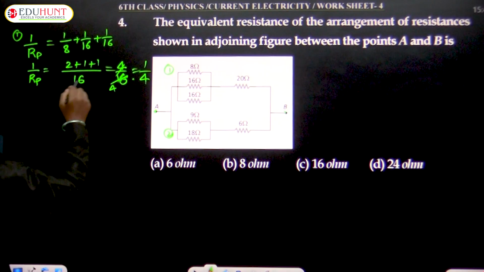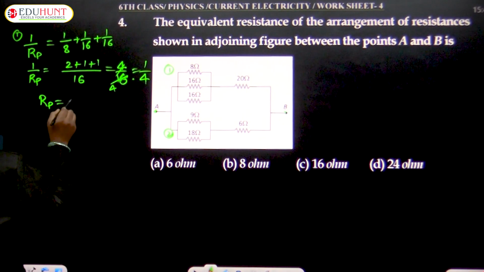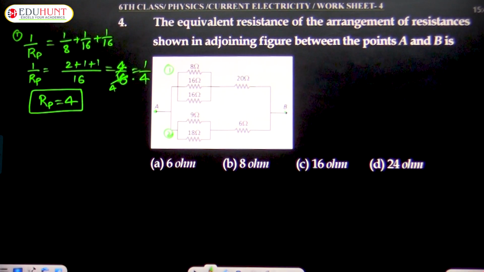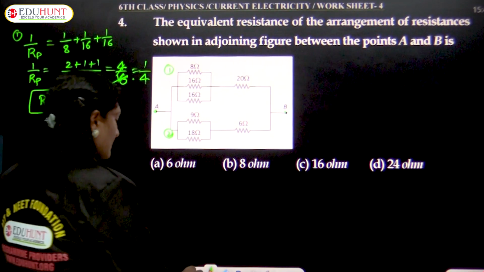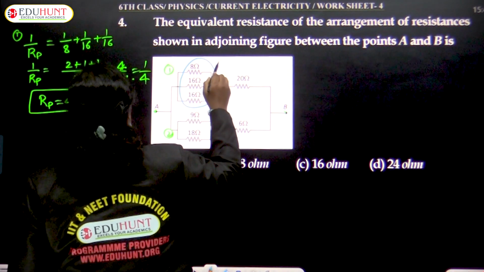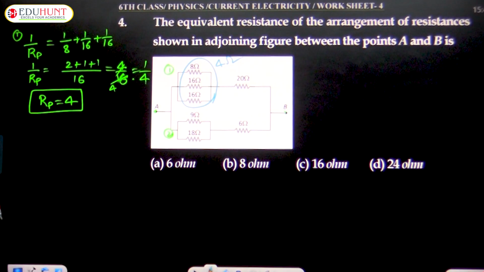So see, if 1 by Rp equals 1 by 4, clearly Rp must be equal to the reciprocal of 1 by 4, that is 4. So the final resultant equivalent resistance of all the three parallel resistors is found to be 4 ohms.